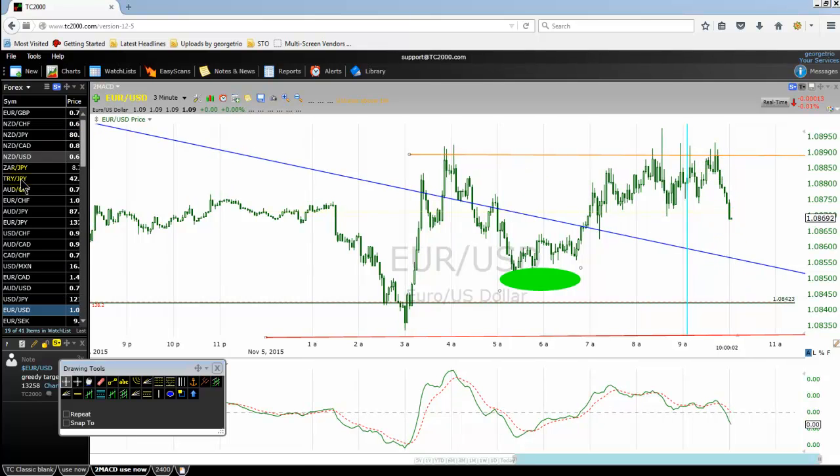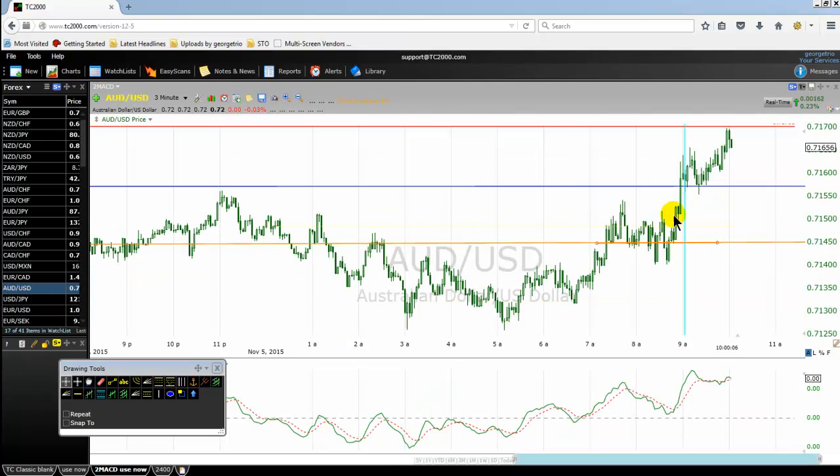And let's check the Australian dollar US dollar currency pair. You can see that the Australian dollar US dollar currency pair, we paused the video right here on the 3-minute time frame, and the price went up to touch the zone where the smart money was selling. Okay, they were selling here.